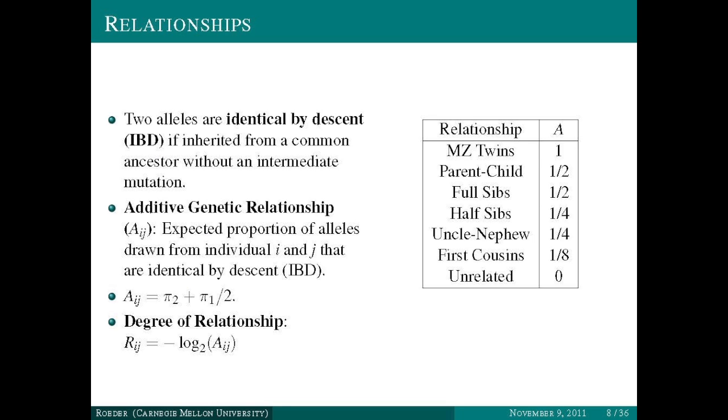So this thing I want, A_ij, basically means what proportion of your genes you have from the same ancestry as somebody else. For identical twins, it's all of them. For a parent and child, it's half of them. If you're first cousins, it's an eighth of them, and it drops down very quickly. In common talk, people talk about degrees of relatedness, and that's just minus log base 2 of their A_ij, where A_ij is the fraction that they share.